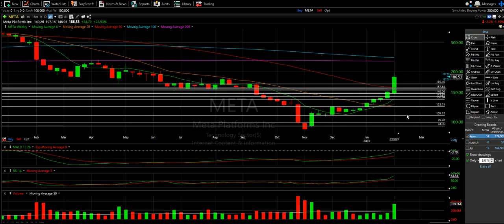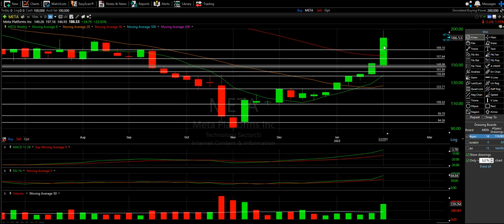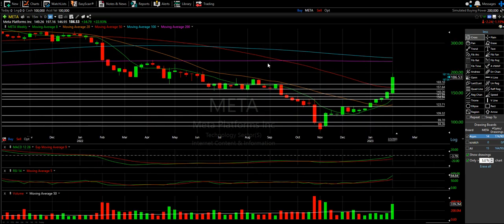So look, coming here, this is a monstrous weekly chart, okay? Big, big candle, first break of the 50 again since the year, right? I often say, this is just math, right?